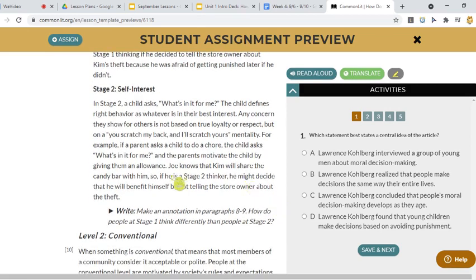Now, Joe knows that Kim will share the candy bar with him, so if he's a stage 2 thinker in pre-conventional terms, he might decide that he'll benefit himself by not telling the store owner about the theft. A lot of us are here. A lot of us don't get out of this stage. What's in it for me, right?